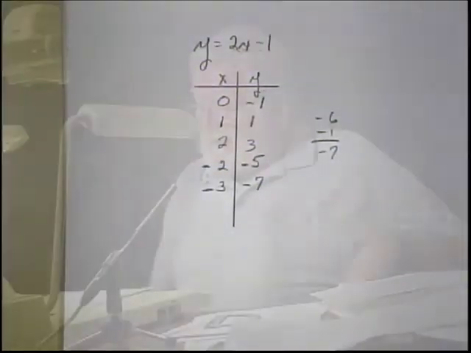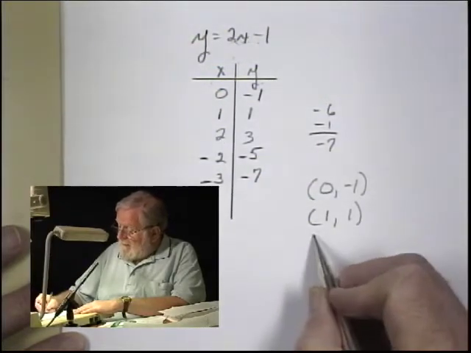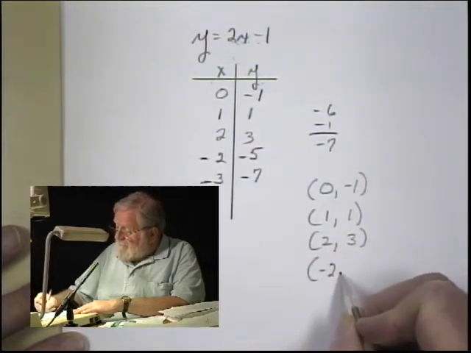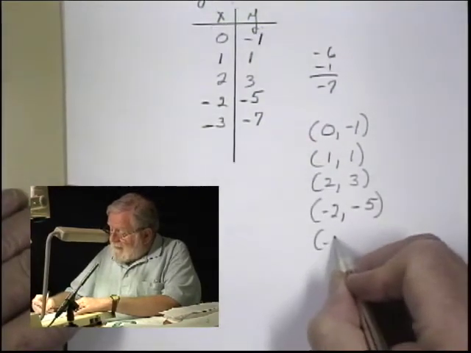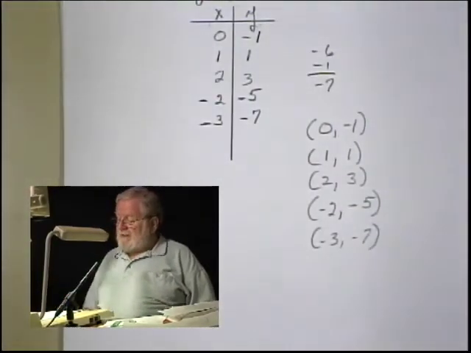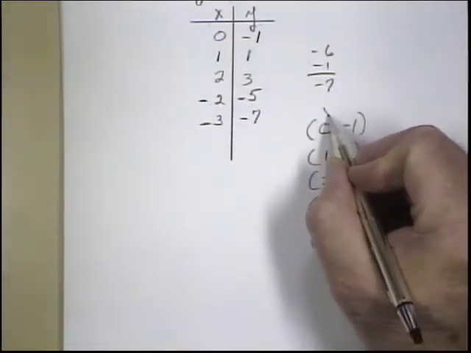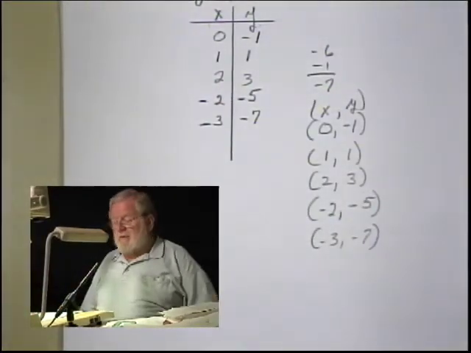So we have generated 5 ordered pairs, and I'll write them for you. 0 and minus 1, and 1 and 1, and 2 and 3, and a minus 2 and a minus 5, and a minus 3 and a minus 7. Those are the ordered pairs we generated from our equation. Now we're going to graph them. Remember, we write the x value first, comma, and then the y value when we generate these ordered pairs.